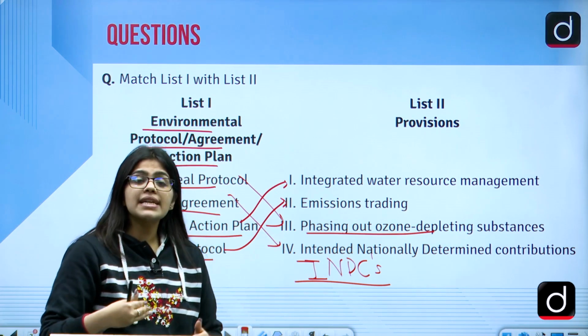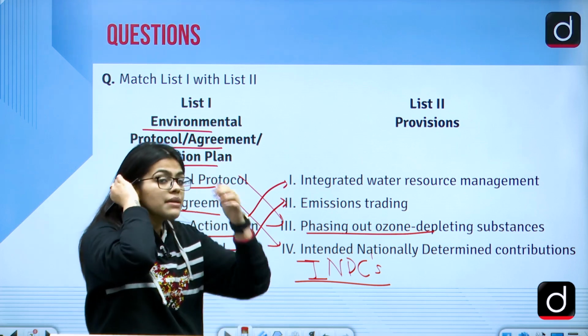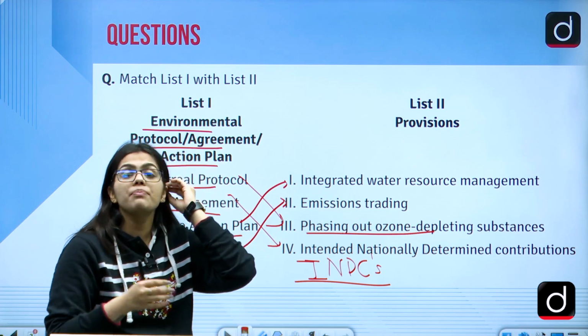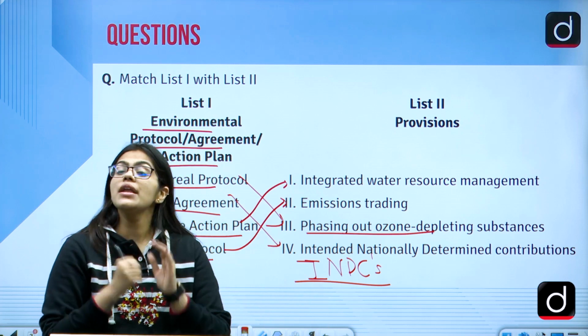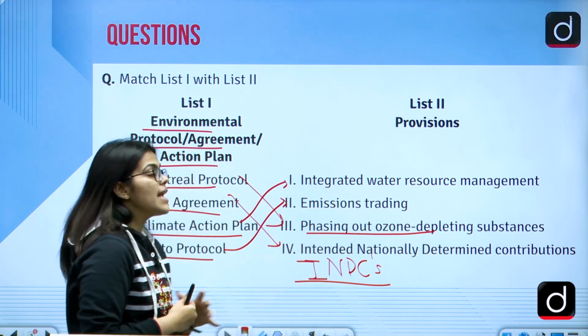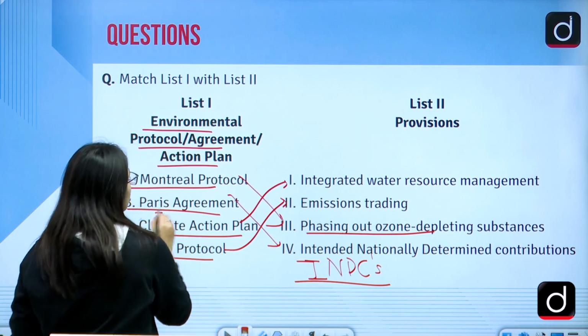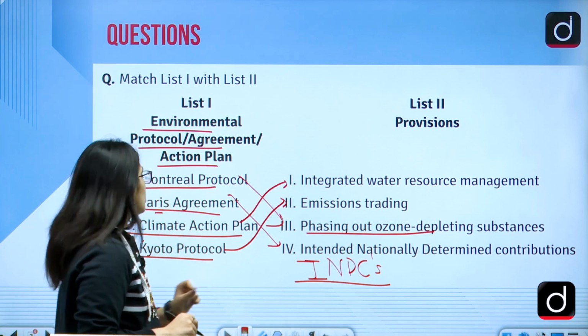So each country said that we will be participating in the Paris Agreement. They signed the agreement and said that we will do our bit, we will take up initiative so that we can protect the environment. This is the heart of Paris Agreement. Then we have Climate Action Plan, and Climate Action Plan talks about the water resource management.